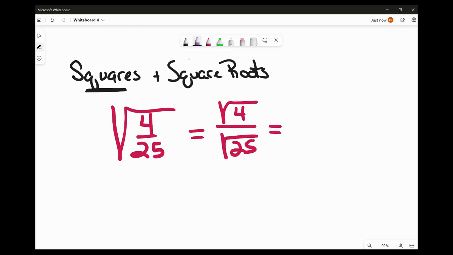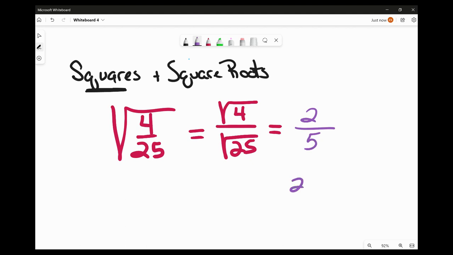And then I'm just going to do, what is the square root of 4? What number multiplied by itself gives me 4? And that's 2, right? 2 times 2 gives me 4. And what number times itself gives me 25? That's 5. And so the answer would be 2/5.